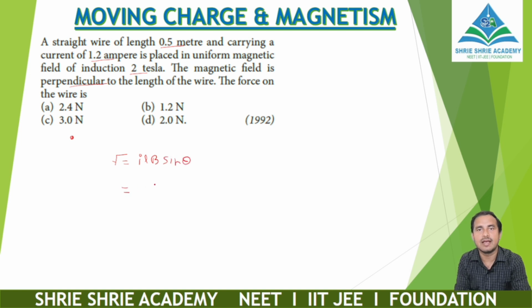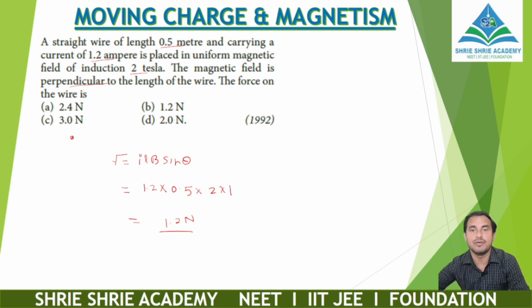So current is given to you, 1.2 ampere, length is given, 0.5 meter, magnetic field is 2, sin 90 is 1. So you are going to get here 0.5 into 2 gives you 1, so total force is 1.2 Newton. This is directly based on the formula F = ILB sin theta, right? So no problem in this kind of question. Let us go to the next one.